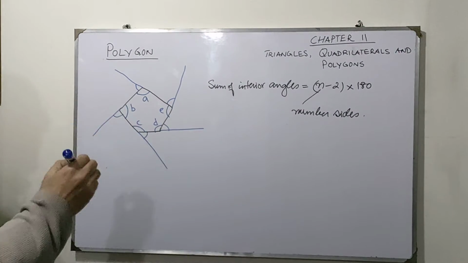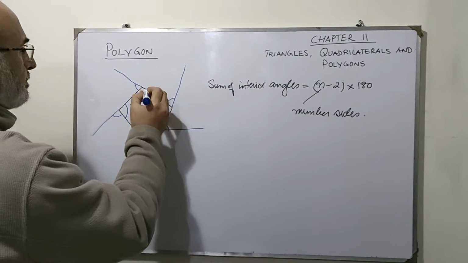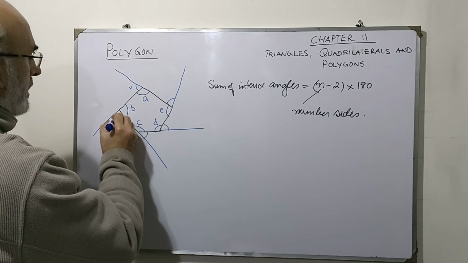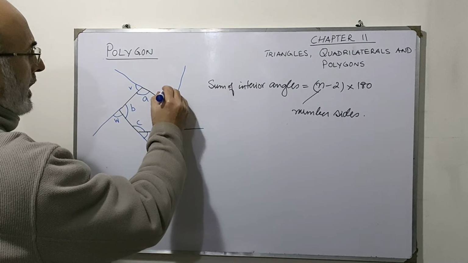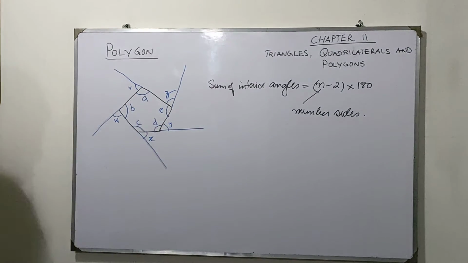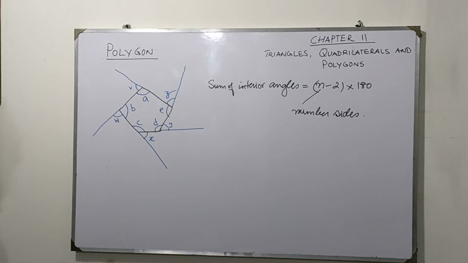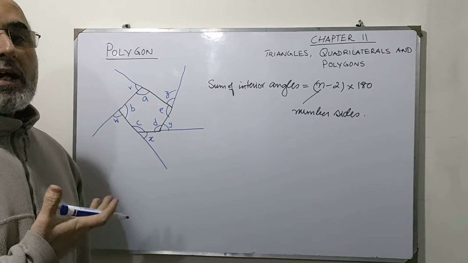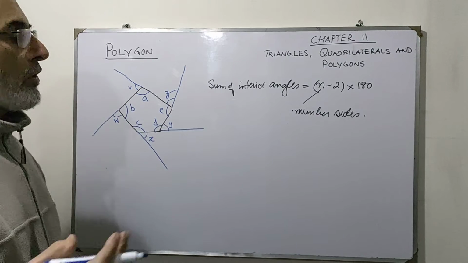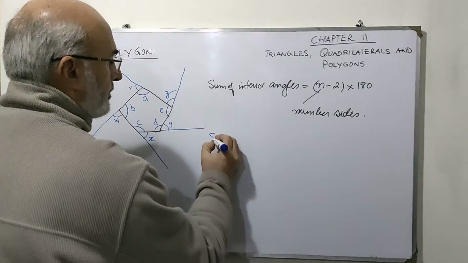So I'm going to name them also. So we can say V, W, X, Y, and Z. Okay? Now I have 5 interior angles and 5 exterior angles, right? How many sides do I have? 5 sides.